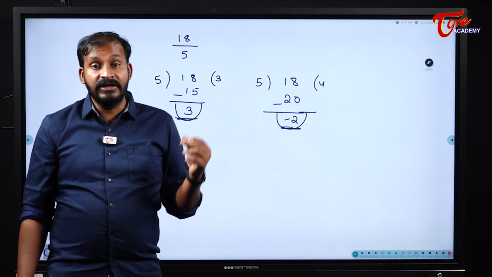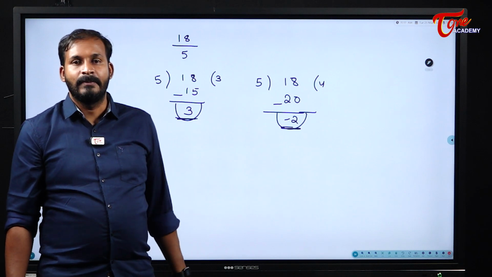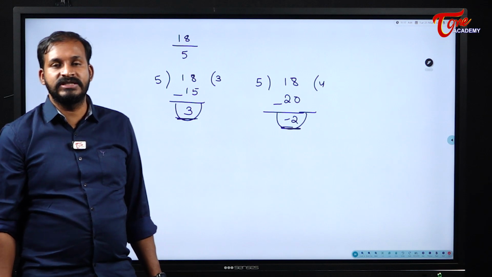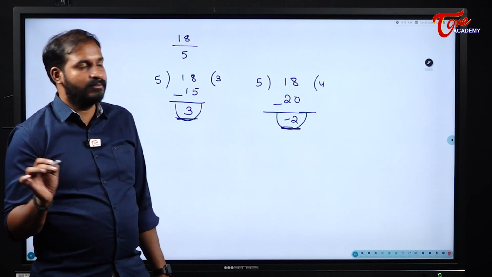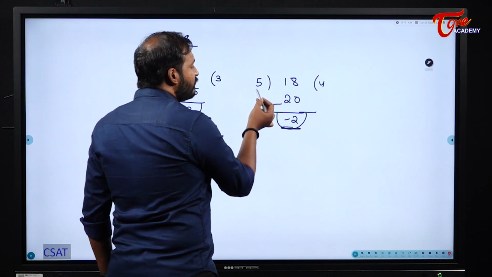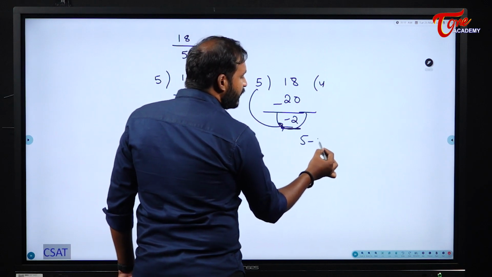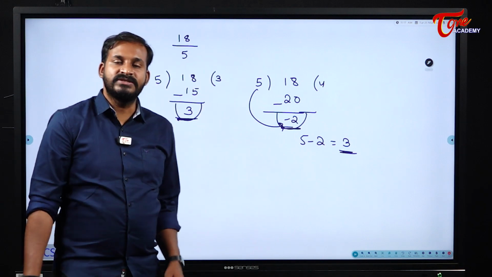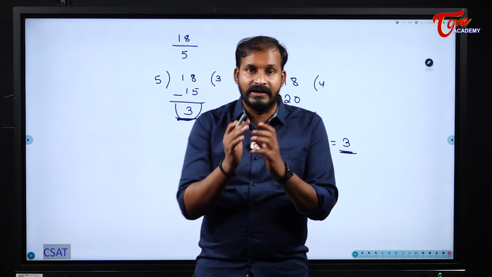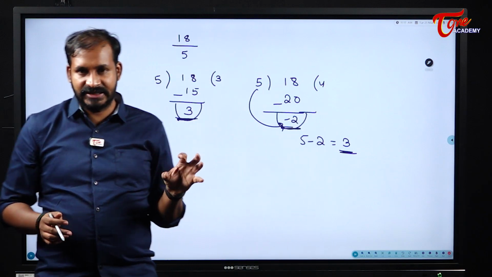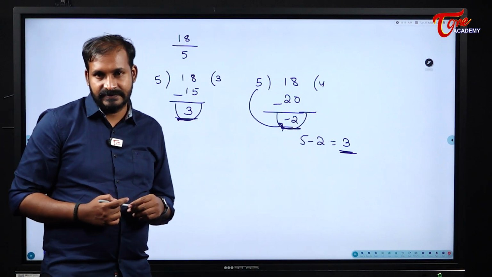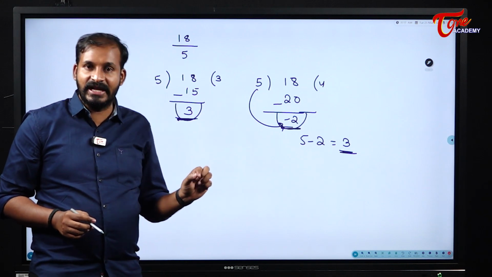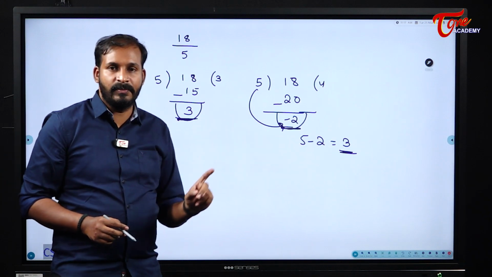That means negative remainders are also possible. But when you tell your final answer, you should always tell a positive number. Because of that, how do we convert this negative into positive? 5 minus 2 will become 3. Once again we get the same answer. That means while solving problems at the intermediate level, at the middle stages, you can take negative remainders. But when you write your final answer, we always convert it into a positive one and then only write the answer.